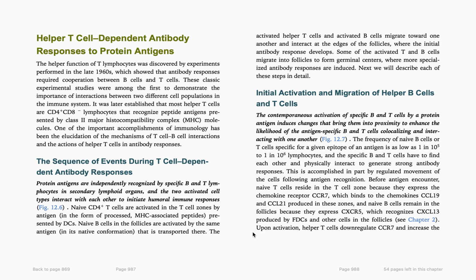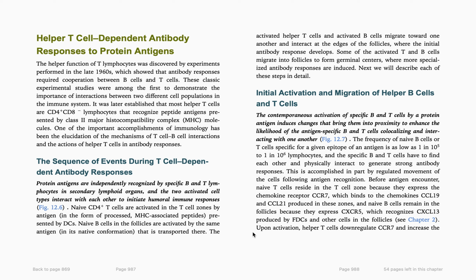The activated helper T cell and activated B cell migrate toward one another and interact at edges of follicles, where the initial antibody responses develop. Some of the activated T and B cells migrate into the follicle to form germinal centers, where more specialized antibody responses are induced. Next, we will describe each of these steps in detail.